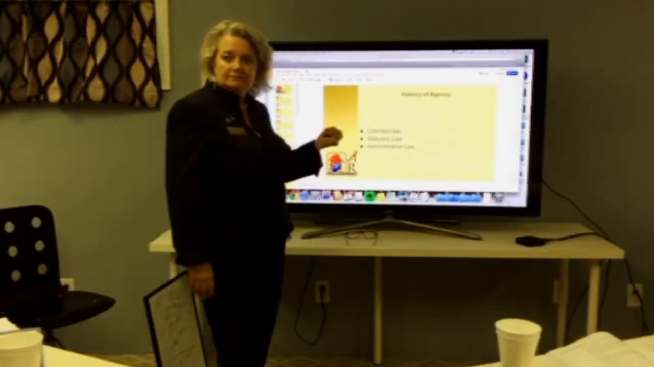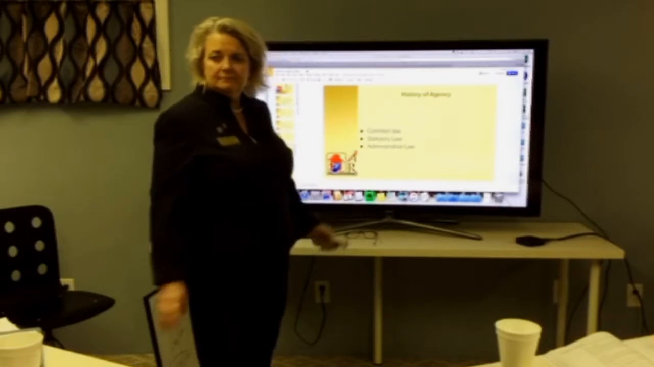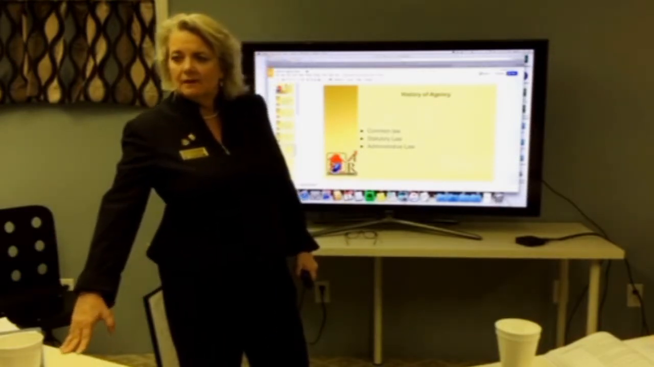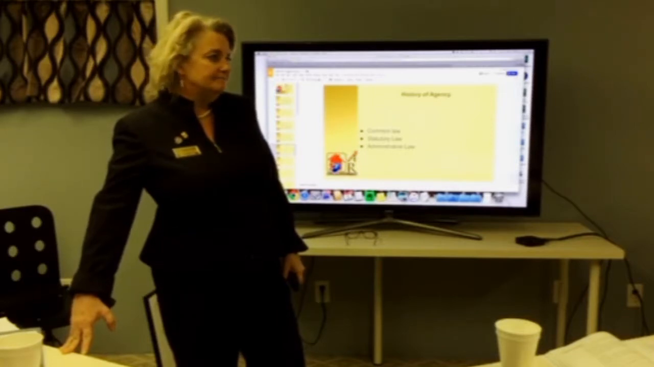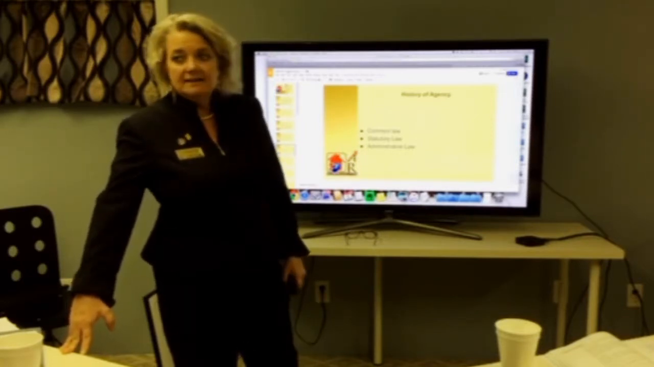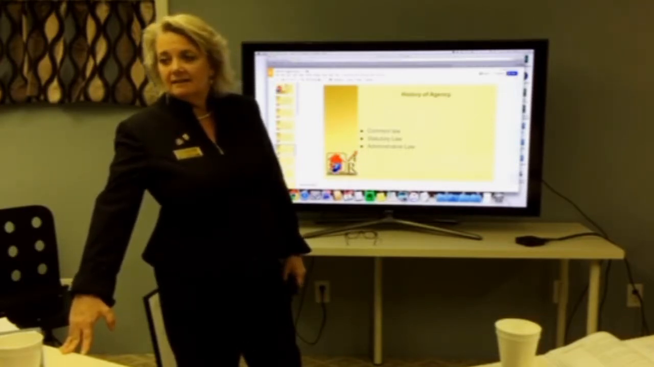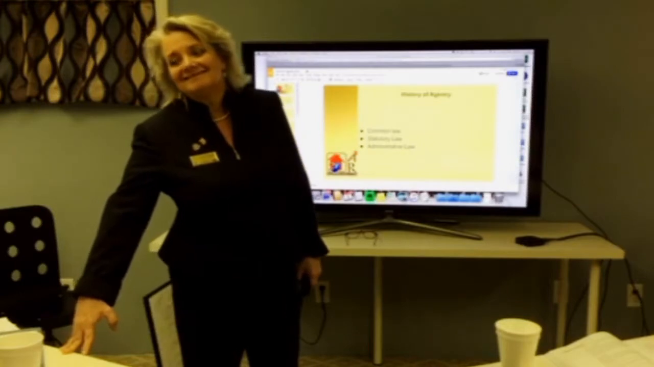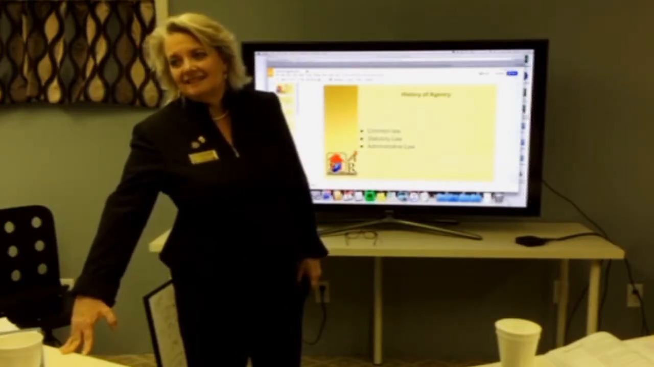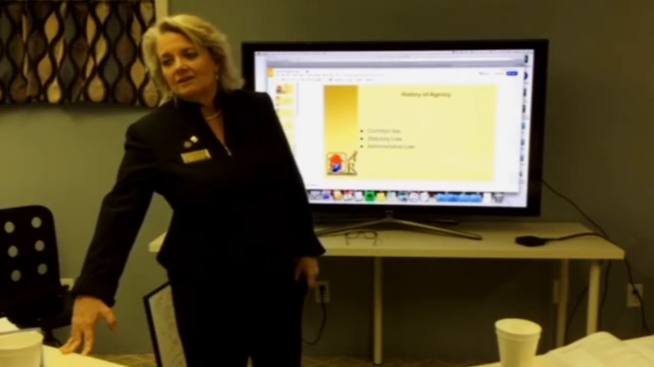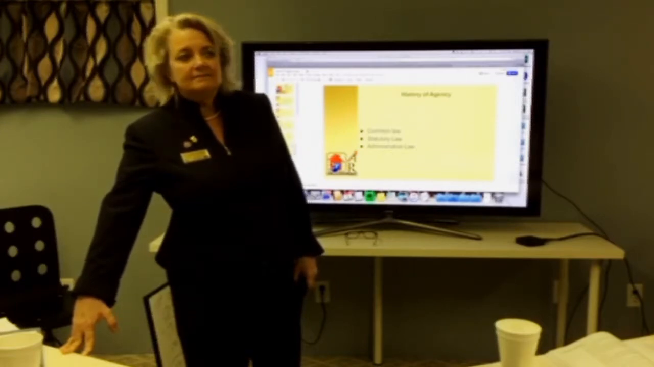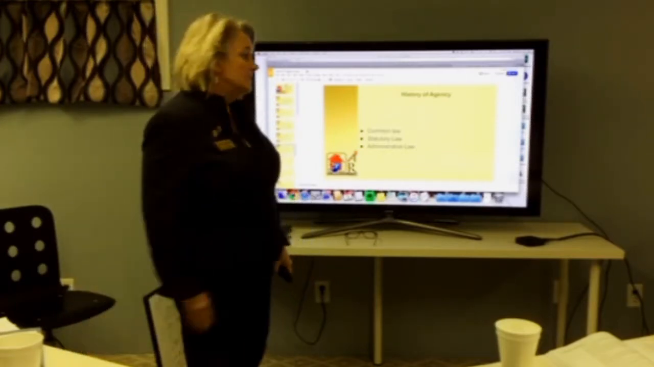Okay, so what's common law? Common law is the rules established by tradition and court decisions. Statutory law is the laws enacted by the legislature. Administrative law is the rules and regulations created by real estate commissions and departments as authorized by the legislation. Okay, awesome.